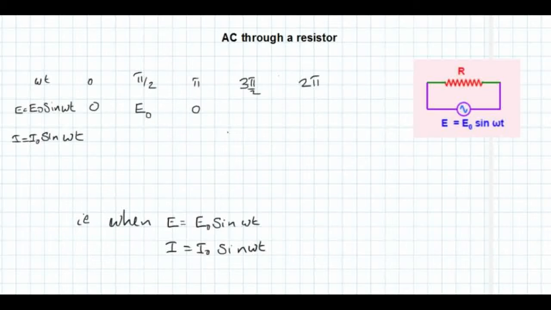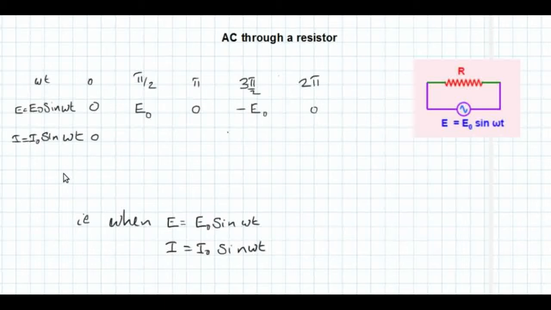The next is pi. Sin pi is equal to 0. Therefore, E is equal to 0. Then next it is 3 pi by 2. And sin 3 pi by 2, that is sin 270, is minus 1. Minus 1 into E0 is minus E0. The next value is omega t equal to 2 pi. And sin 2 pi is 0. Therefore, E is equal to 0. Actually, this part we have already discussed.